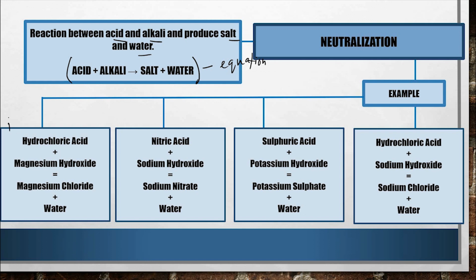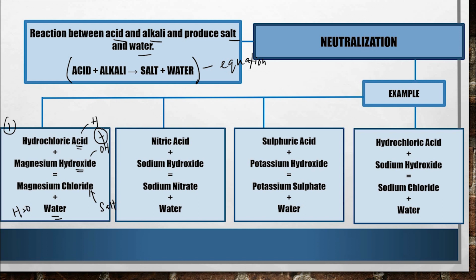The first one will be hydrochloric acid and also magnesium hydroxide. They react with each other and they will produce a kind of salt, which is magnesium chloride, and also water. So the acid here actually stands for the H, while hydroxide here stands for OH. So H and OH will react with each other and produce water, which is H2O.